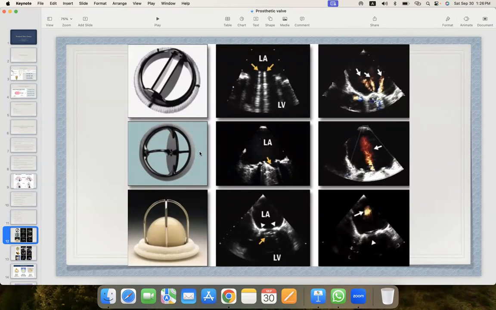The single disc, tilting disc, is usually not used as much now, but usually you will have one main transvalvular jet, which is normal. And we have the caged ball disc valve, which is not being used anymore, so you will not see it. Only in a very old patient who had the procedure a long time ago maybe you will see it. Otherwise, in most cases, you will see patients with the two-disc valve.